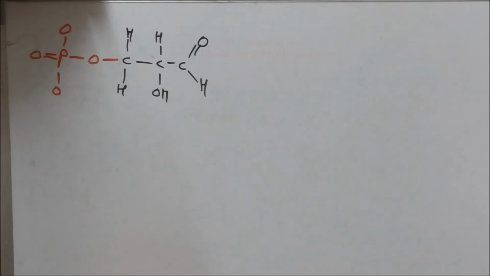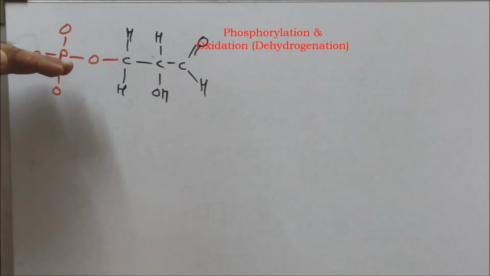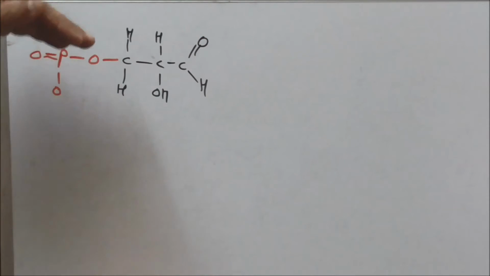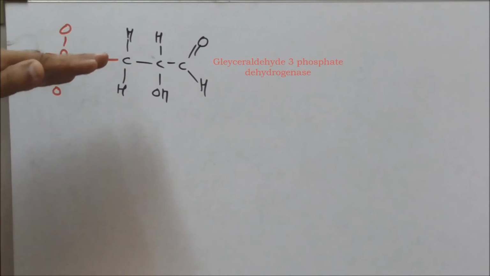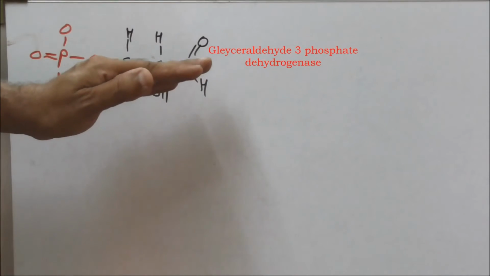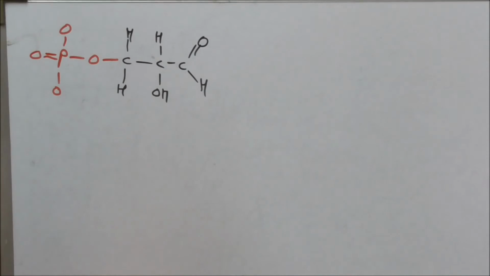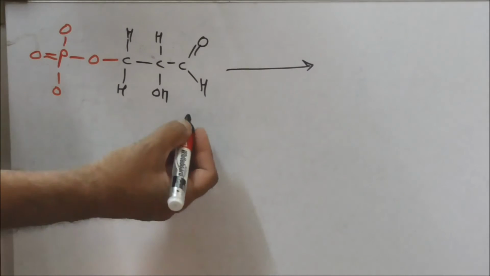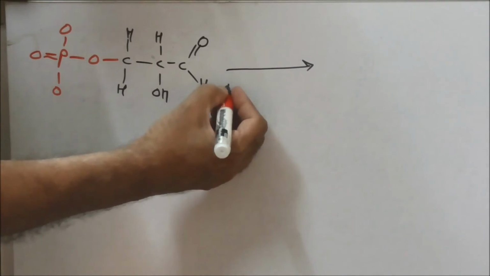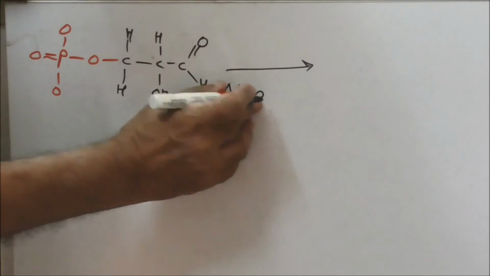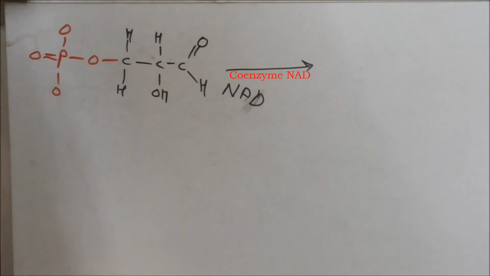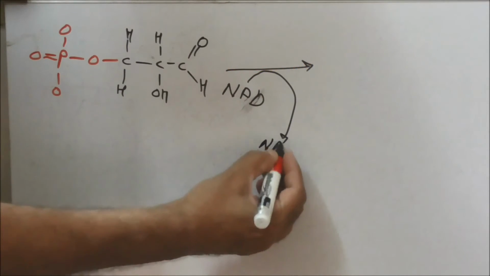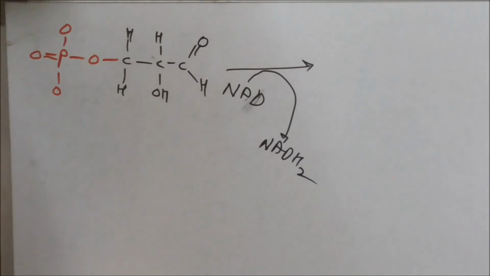phosphorylation and oxidation. That is, one hydrogen is removed and it is phosphorylated further. This happens in the presence of glyceraldehyde 3-phosphate dehydrogenase. In this process, a coenzyme called NAD, nicotinamide adenine dinucleotide, would accept that hydrogen and would become NADH2.